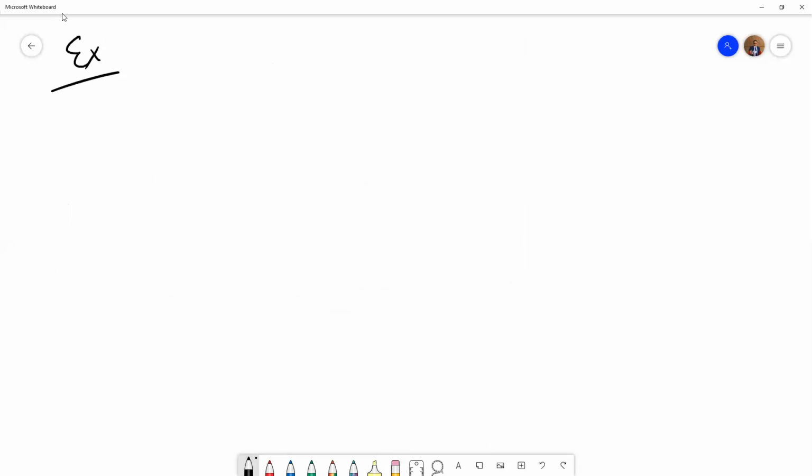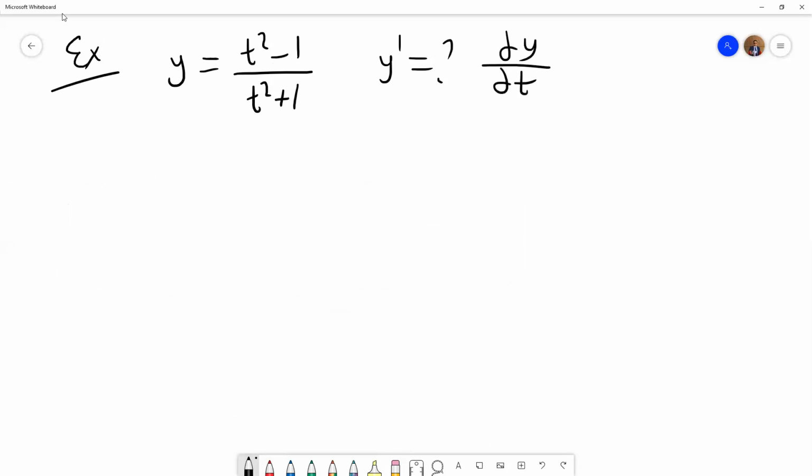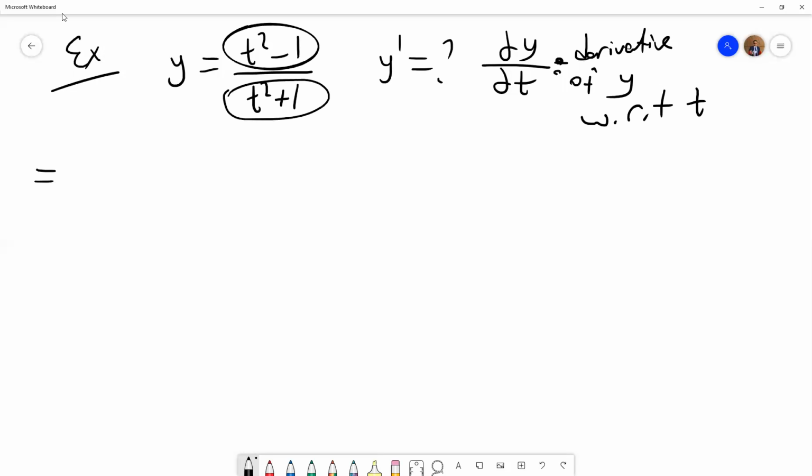Here we have an example, and y is equal to t squared minus 1 over t squared plus 1. It says find y prime, that is delta y over delta t, the derivative of y with respect to t. So we know the formula. Let's find the numerator. Here is the numerator and here is the denominator.